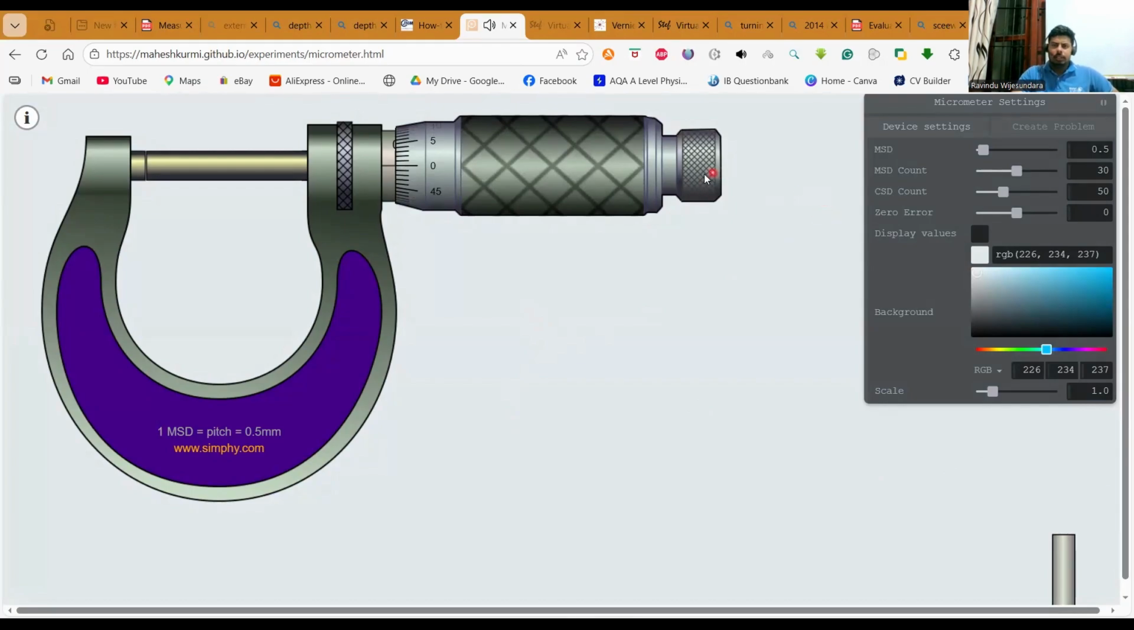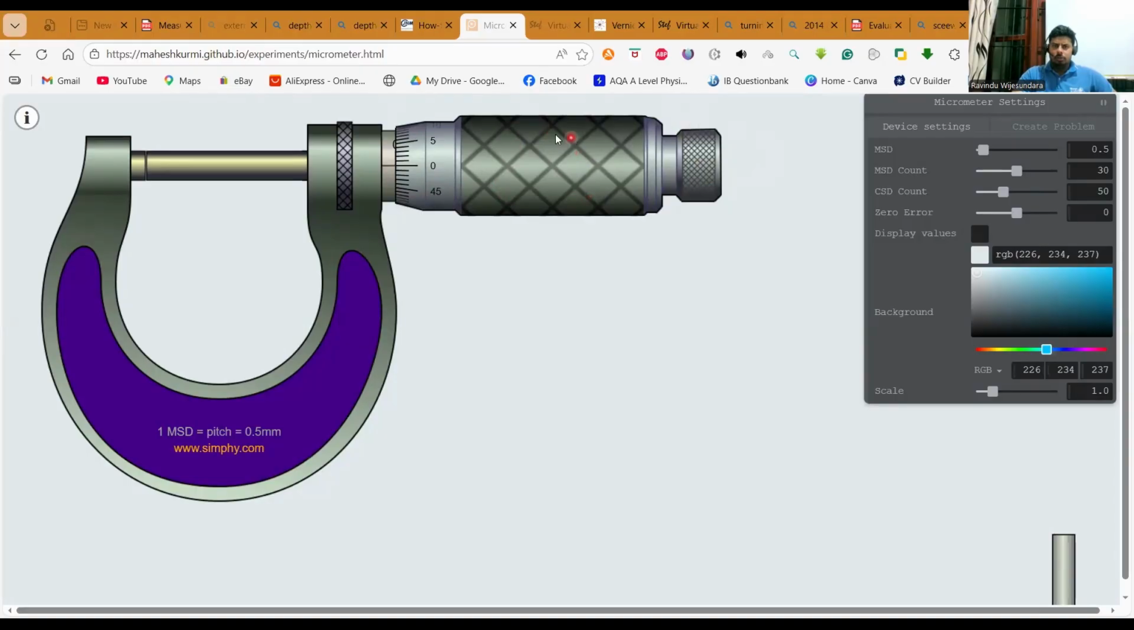Now see here, you can see the parts also here. This is the frame section. This is the anvil. This is the spindle part. And this is the main scale or the sleeve. And this is the circular scale, because the circumference of this one is divided into equal parts. And this is called the thimble, and this is called the ratchet.